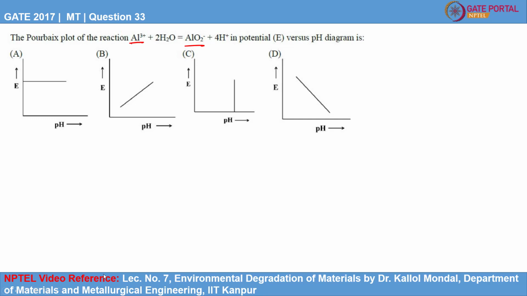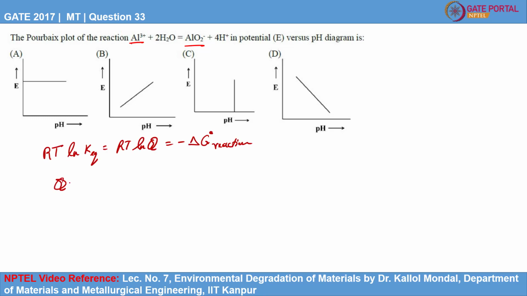Since there are two ionic species involved, Al3+ and AlO2-, and since there is no change in the valence of aluminium present in the two ionic species considered, the associated equilibrium is independent of the potential, and the expression of that equilibrium can be derived in the following expression for the standard condition.